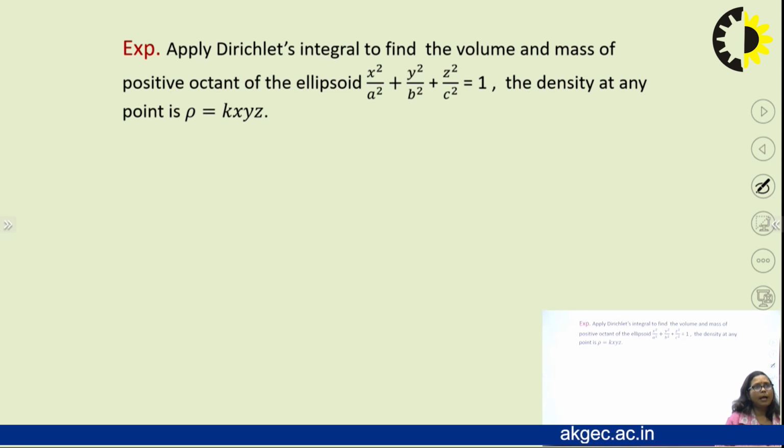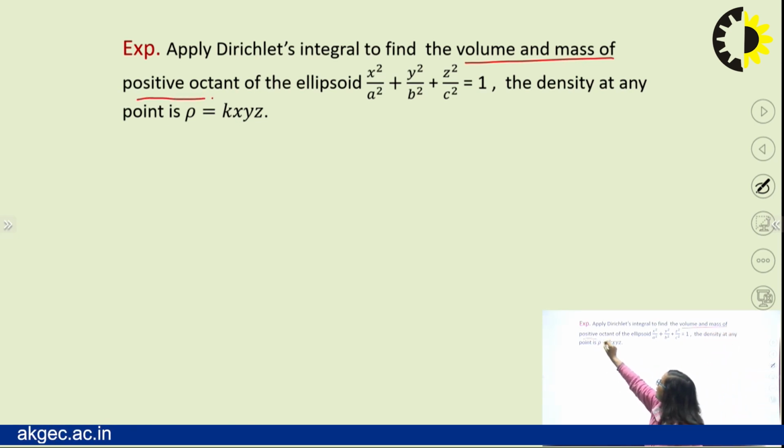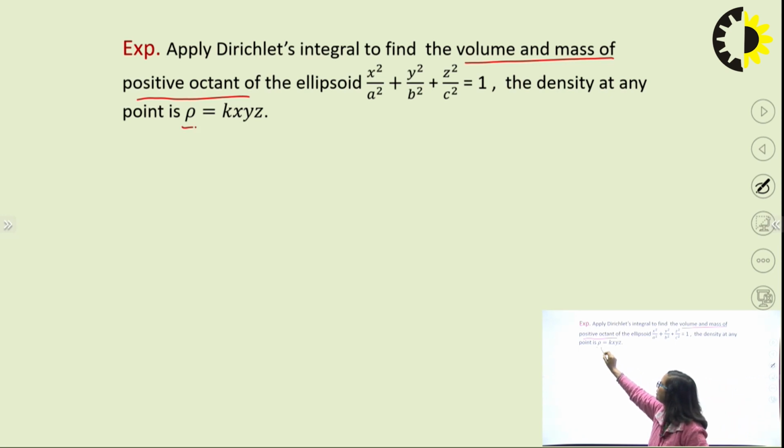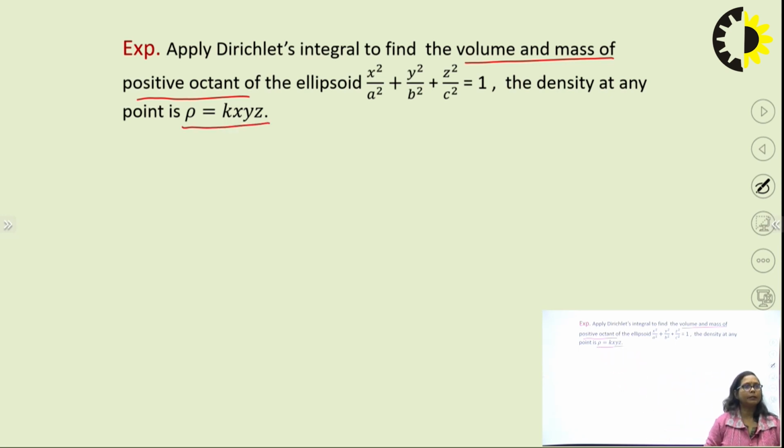For the next one, apply Dirichlet integral to find the volume and mass. Again, you have to do the same, volume and mass of the positive octant. This is already given to us. Of the ellipsoid, x square by a square plus y square by b square plus z square by c square equal to 1. The density at any point is given as rho, the notation for density, rho equal to k x y z. So the density is given, we have to calculate volume and mass, and the positive octant is already provided here.